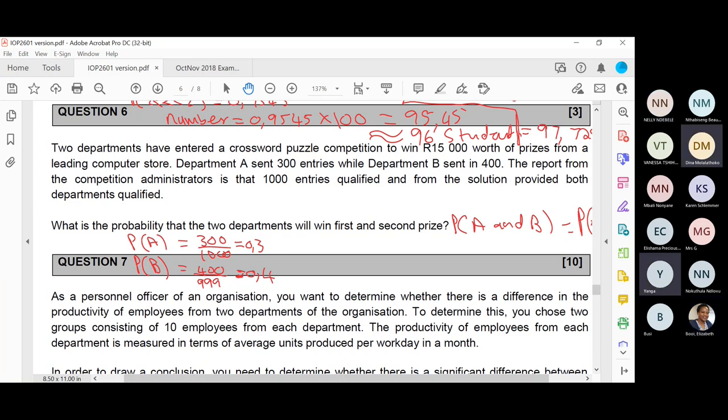Can you repeat this part of the 999 thing, the first prize and the second prize? When do we change to 999? Because already we know that the first prize went to department A. Therefore, there are 999 prizes left, which then the second prize will go to the next available. Okay, no, thanks.